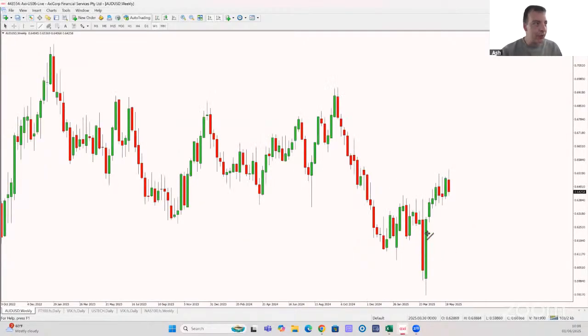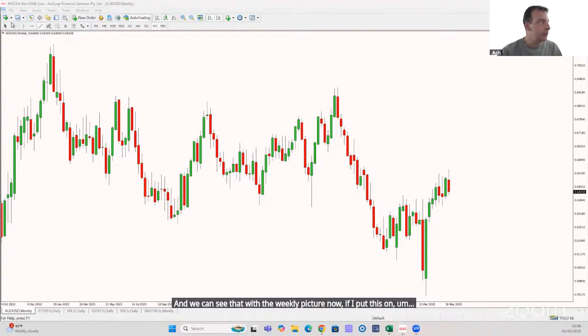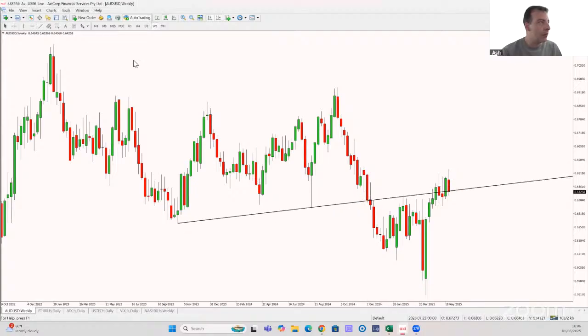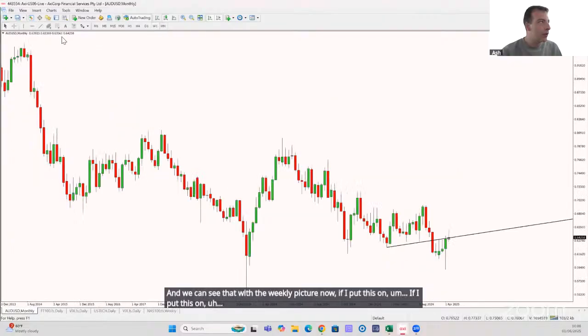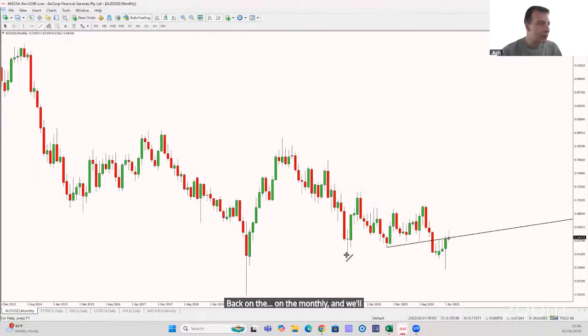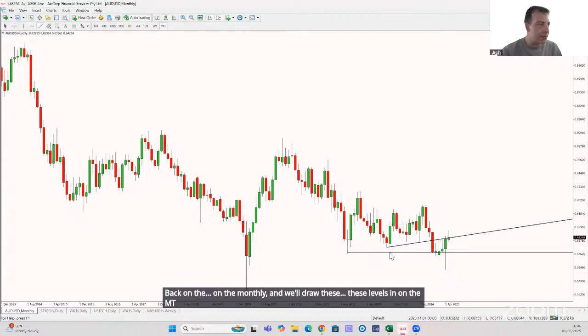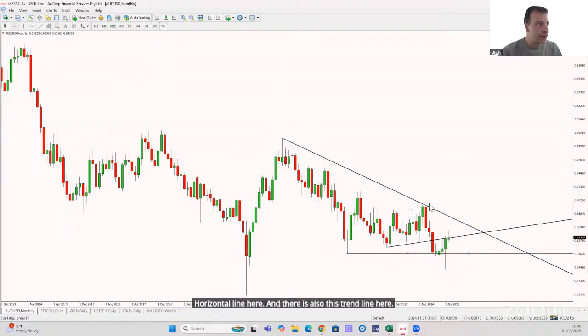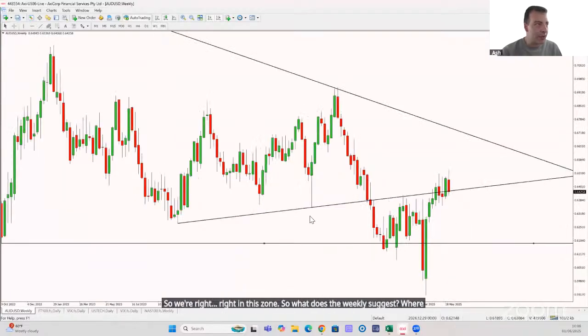And we can see that with the weekly picture now, if I put this back on the monthly, and we'll draw these levels in on the MT4 chart instead. So there's a level along there, a horizontal line here, and there is also this trend line here. So we're right in this zone. So what does the weekly suggest? Where does the weekly suggest we are?